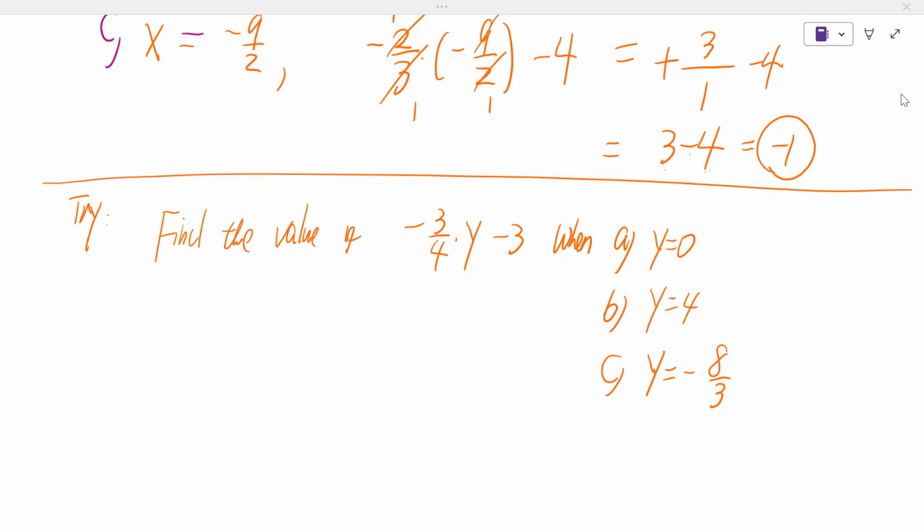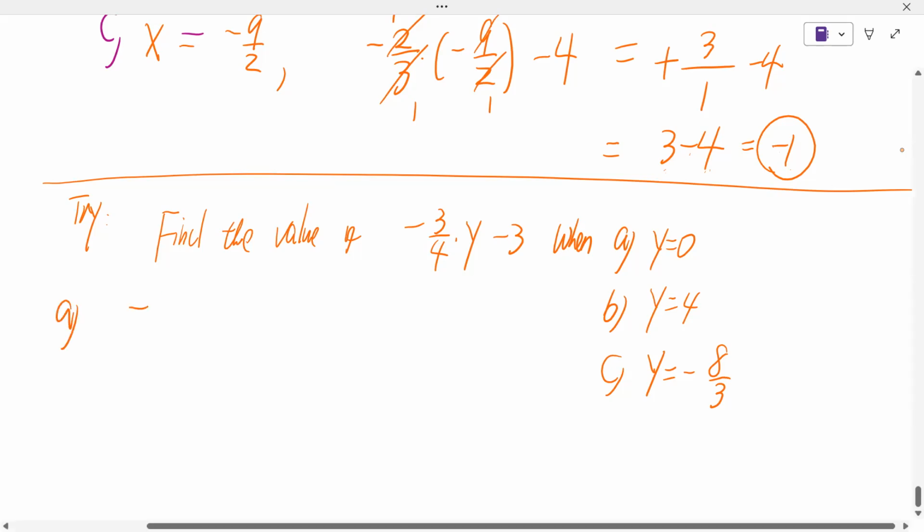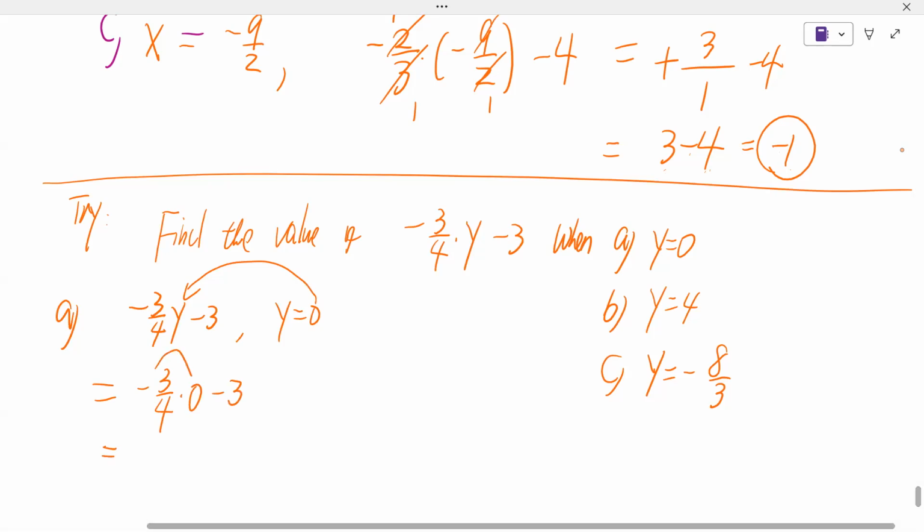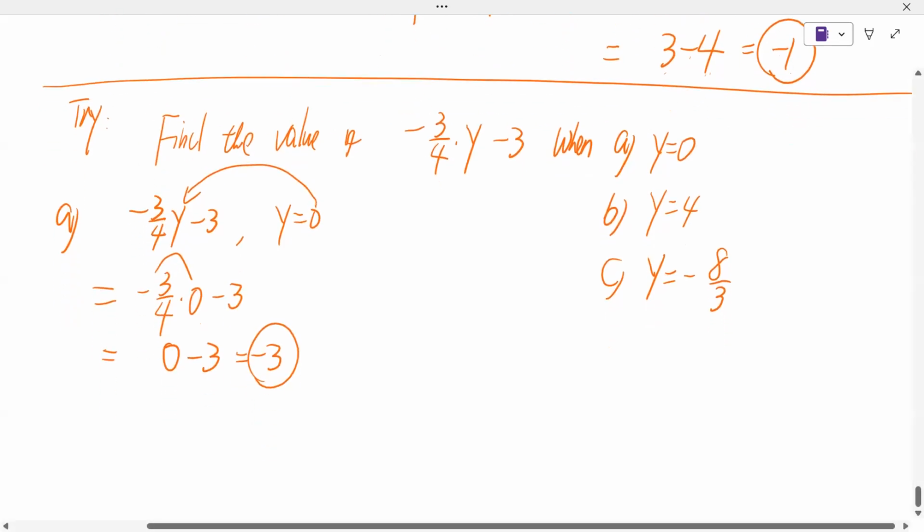All right, let's go with the solution here. For the first one, you replace that y with 0. You can write out the expression first. Here y equals 0, meaning we go back and replace the y with 0: minus 3/4 times 0 minus 3. Any number times 0 will be 0, right? So 0 minus 3, and the answer is negative 3. This is part A.